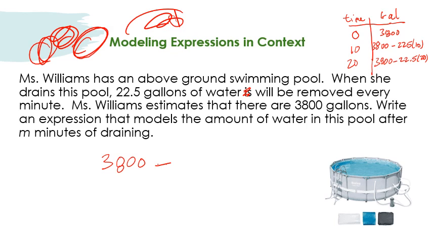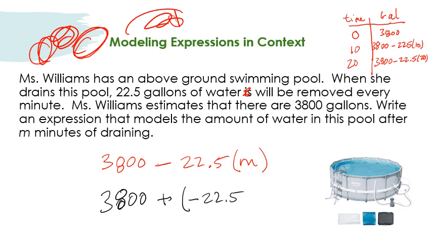So the expression would be, I'm going to take away that 22.5 gallons for a number of minutes, and whatever the minutes are going to be, that's going to go in there. So my final answer for this expression would be 3,800 original gallons, and I'm going to add negative 22.5 times the number of minutes. That will give me my expression.